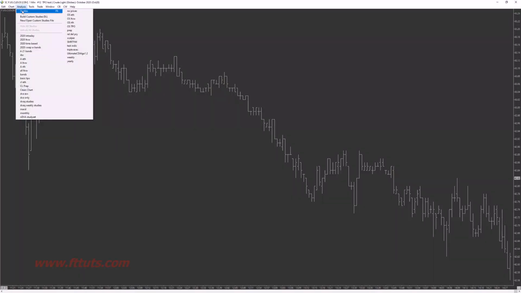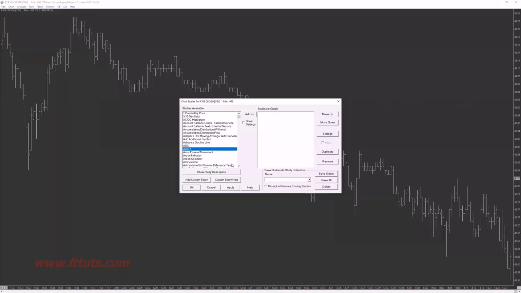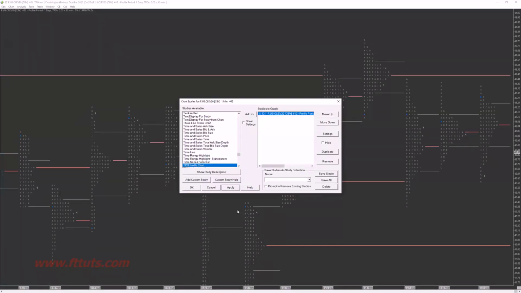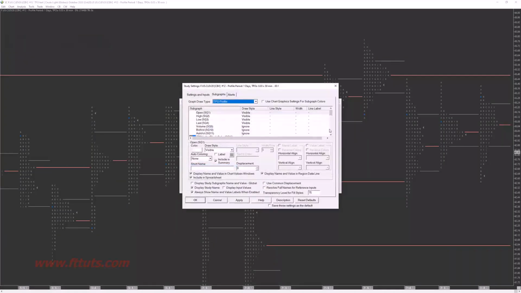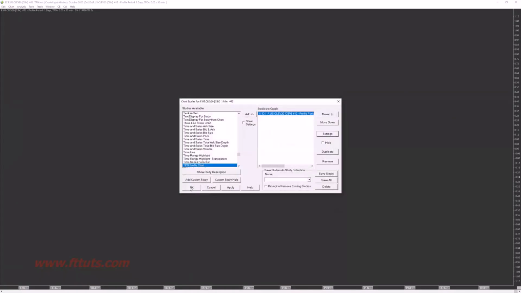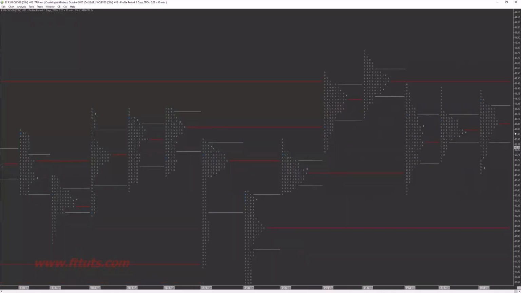I need to add a TPO study, so I'm just going to start typing TPO. Okay, TPO profile chart. Apply. Now, mine looks the way I like it right now, except I like a different shade of red for my point of control. Other than that, I have this saved as default settings, and so it gives me exactly what I want.